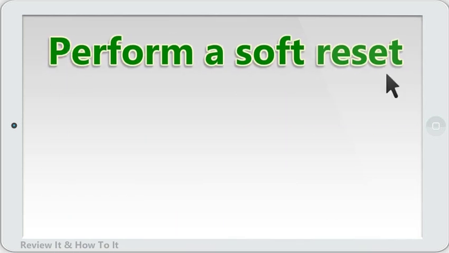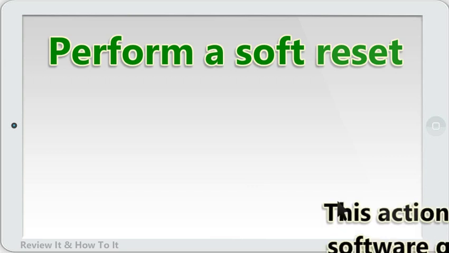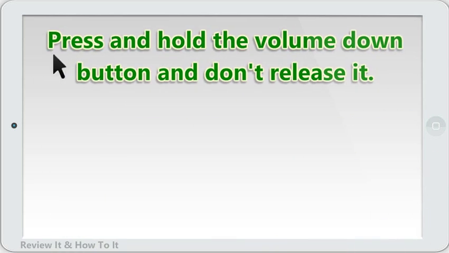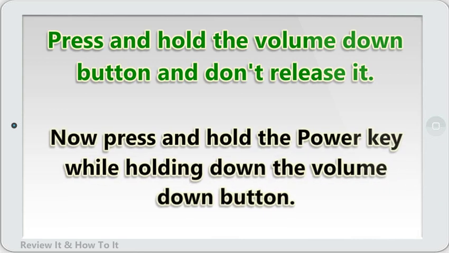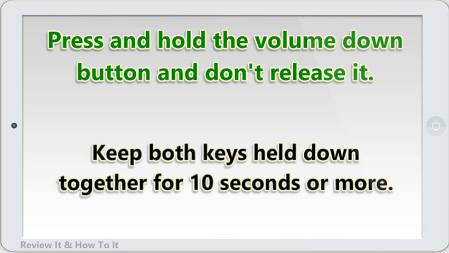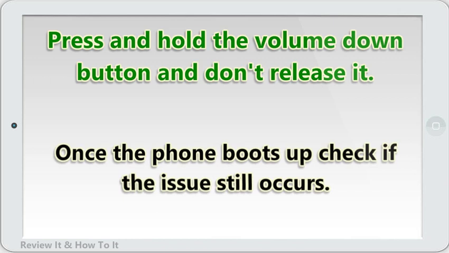Perform a soft reset. A soft reset is usually performed to refresh the phone software. This action usually fixes minor software glitches which could cause issues on the phone. Press and hold the volume down button and don't release it. Now press and hold the power key while holding down the volume down button. Keep both keys held down together for 10 seconds or more. Once the phone boots up, check if the issue still occurs.